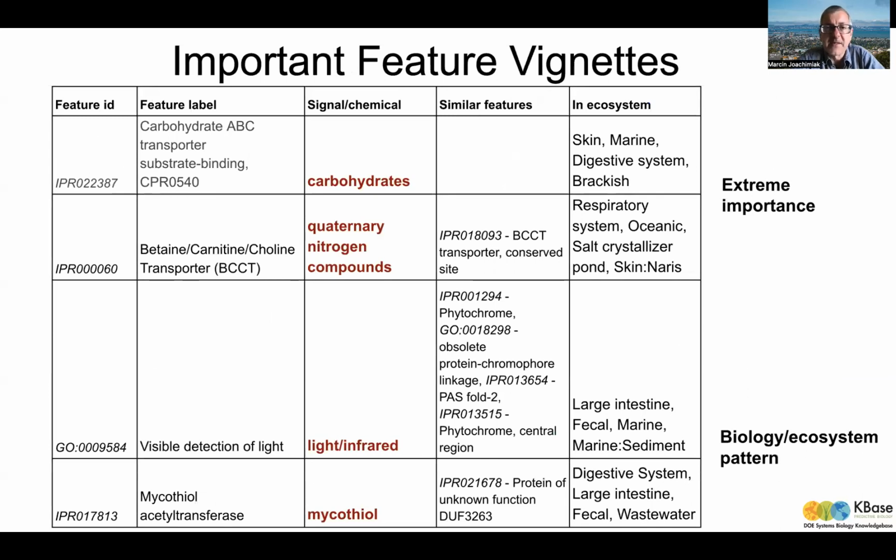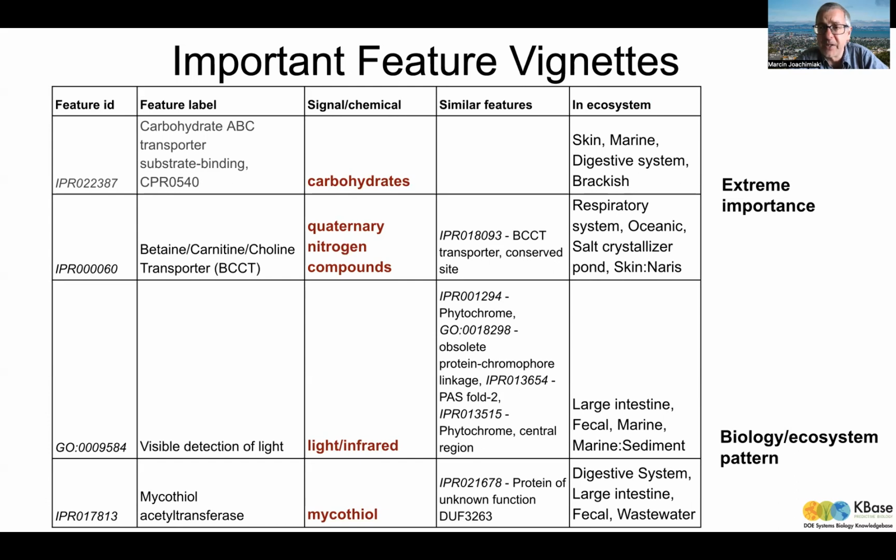We developed some vignettes for some important features to highlight their biology. So the top 2 here were extremely important for some human ecosystems. Both of them are transporters, and they actually have flipped importance meaning between skin and some other and digestive ecosystems, for example. And on the bottom, we have 2 features that are interesting biologically that have kind of weaker or maybe questionable importance.